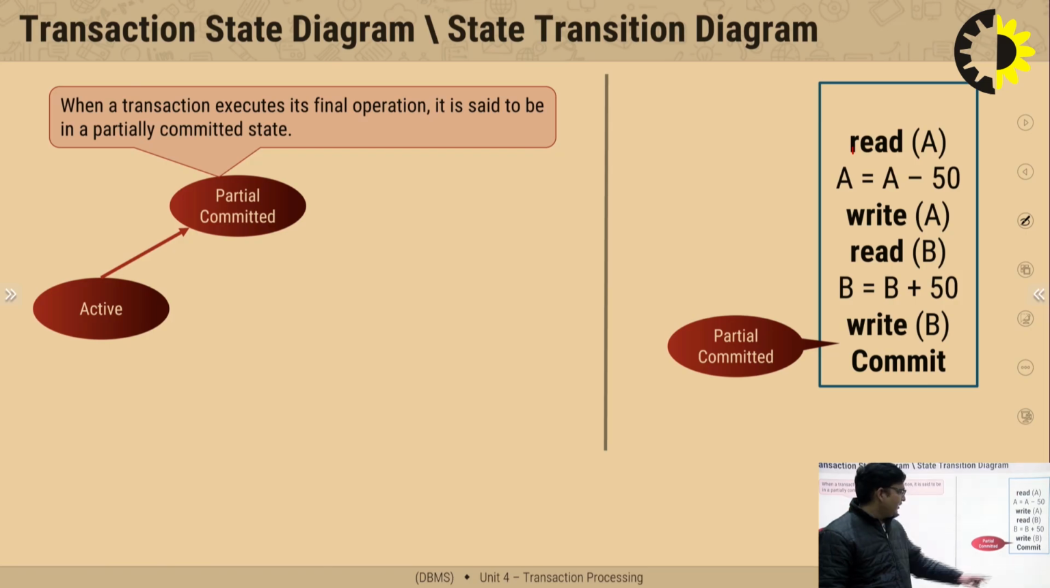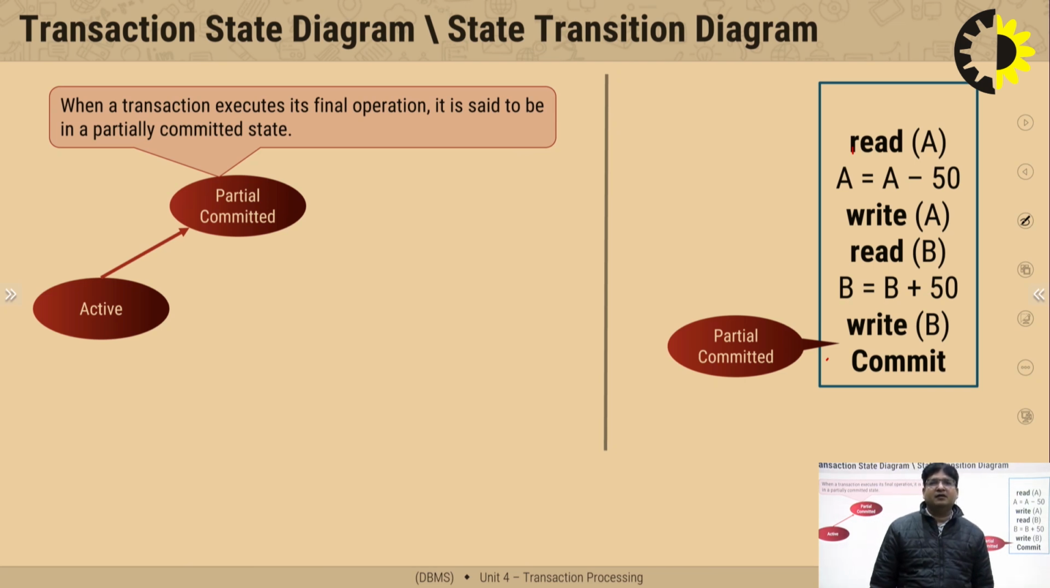Thereafter, when the last line completes, we say write B is complete, we say the transaction has partially executed. When the last line, that is write B, executes, after that we say the transaction has partially committed, meaning the operations are successful, but the values are still not written in the disk.